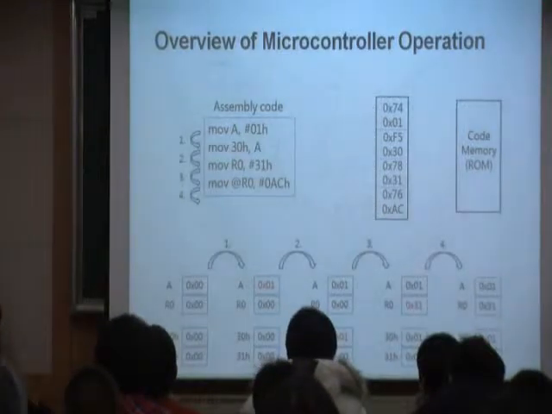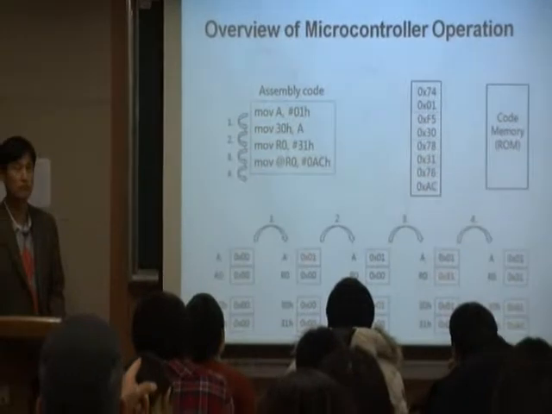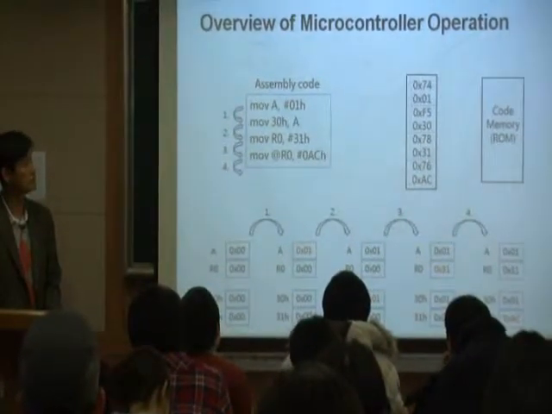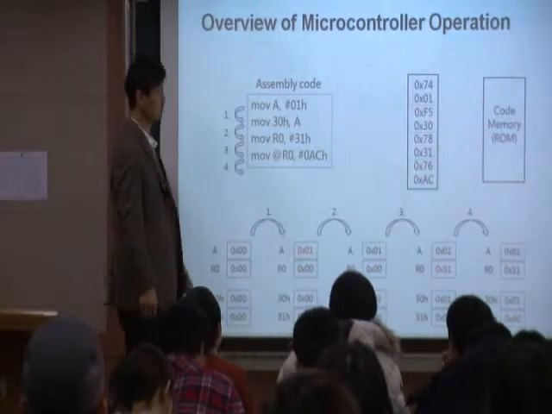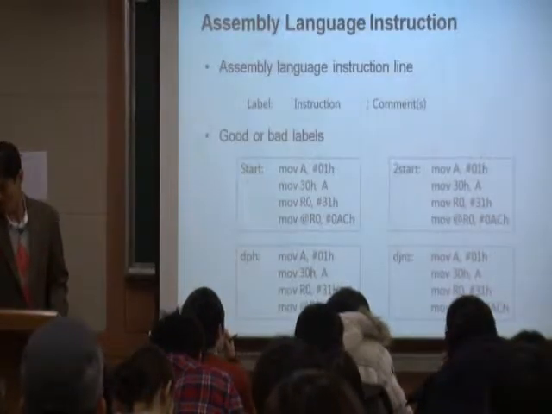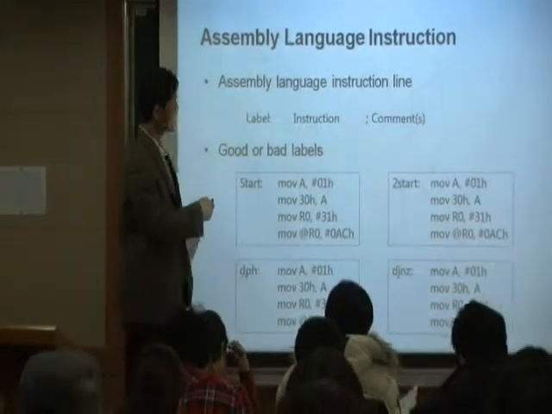Yes. In the last line of assembly code, there is a hexadecimal number which is 0AC. And why is there a 0? That's a good question. Actually, that's covered right here. That's a good question.